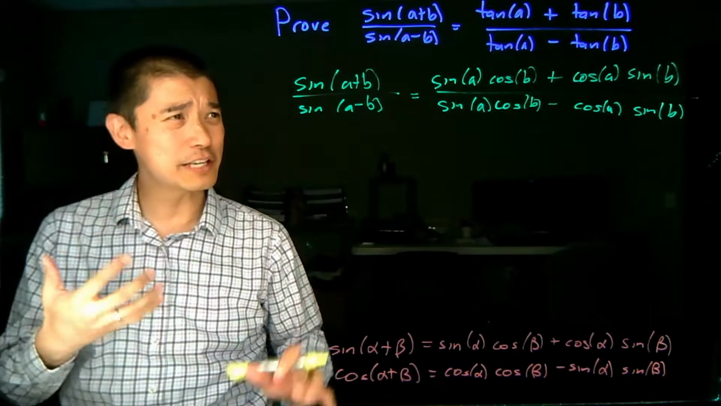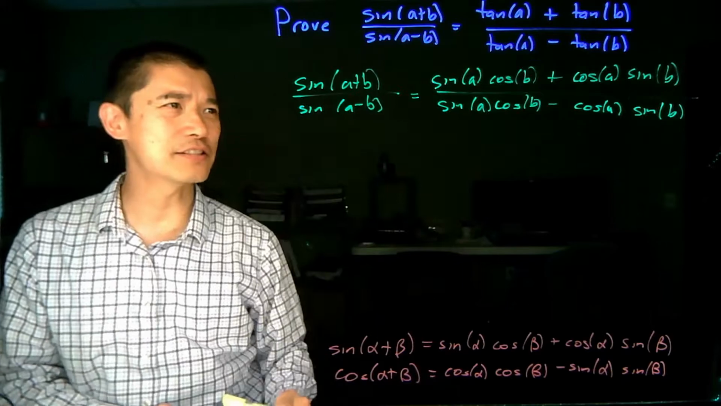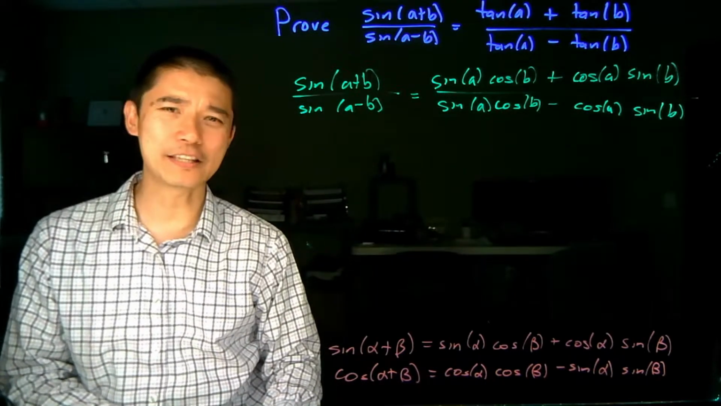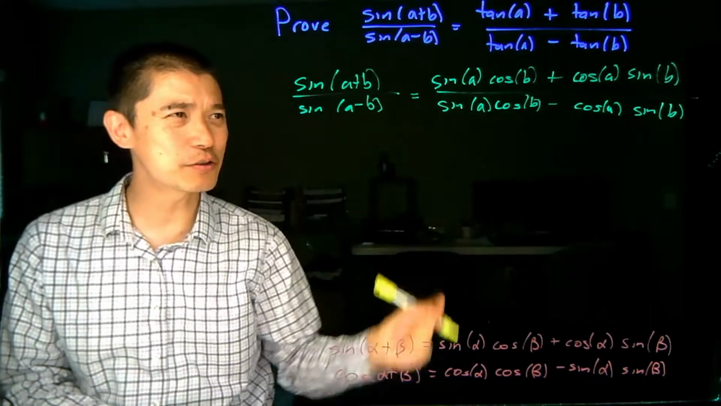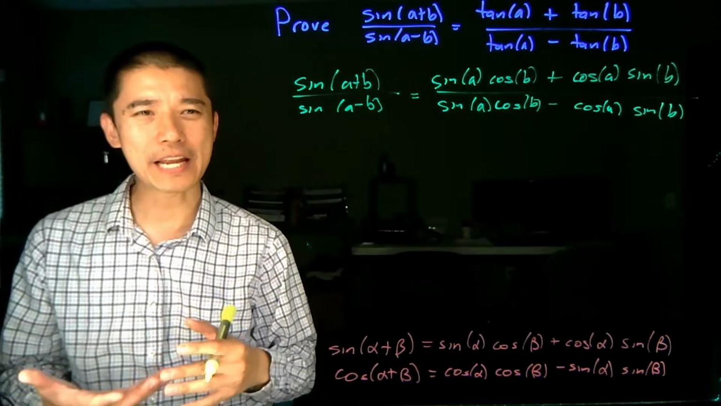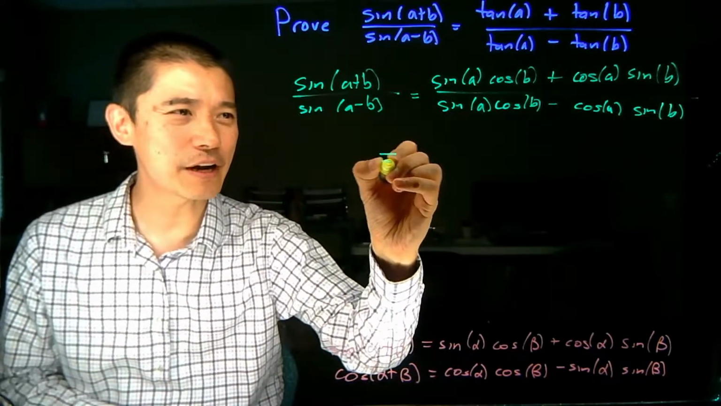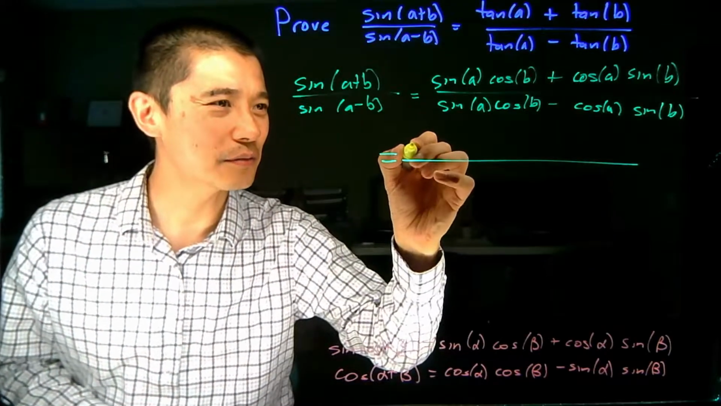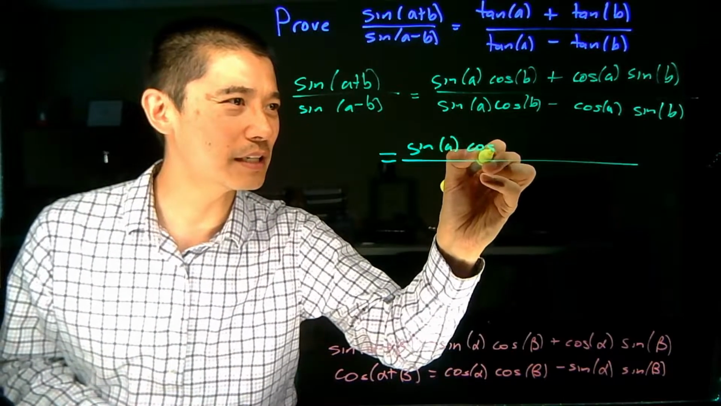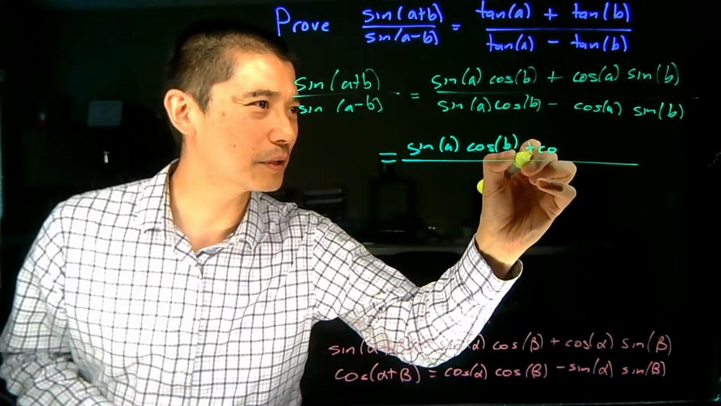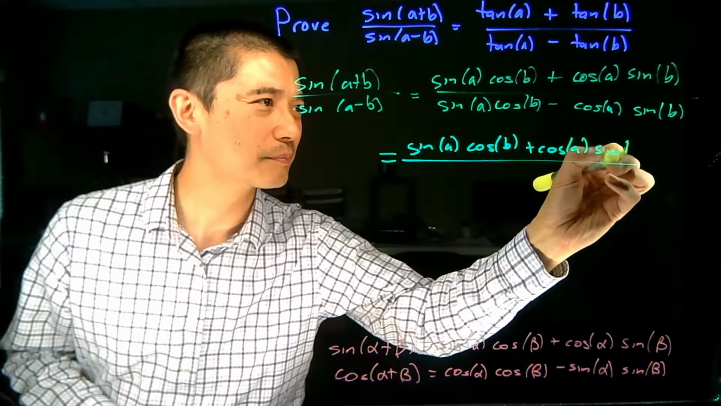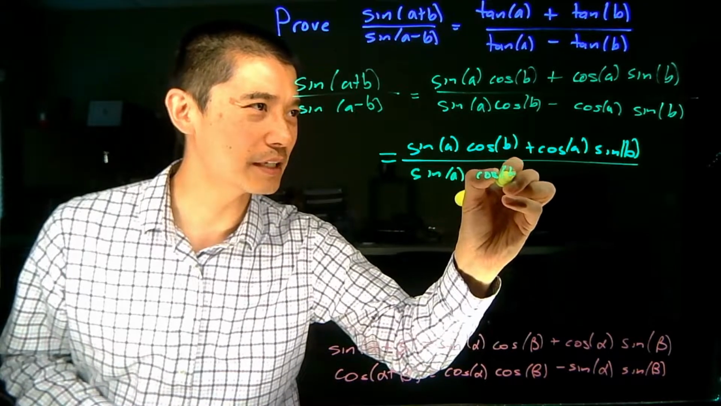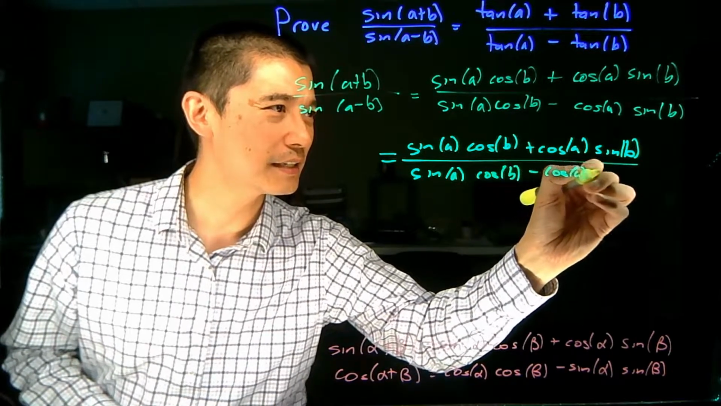Well, in this case, we have to take a look at where our goal is. Our goal is to get tangents over here. And if you take a look at what we've got, we don't have anything that looks like tangents. In order for us to have tangents, we need cosines in the denominator. So one way we can handle that is to multiply top and bottom of the fraction by the same thing to create those fractions. So sine A cosine B plus cosine A sine B, and then on the bottom, sine A cosine B minus cosine A sine B.